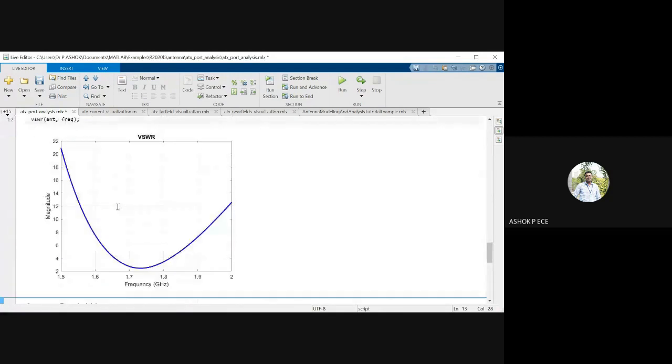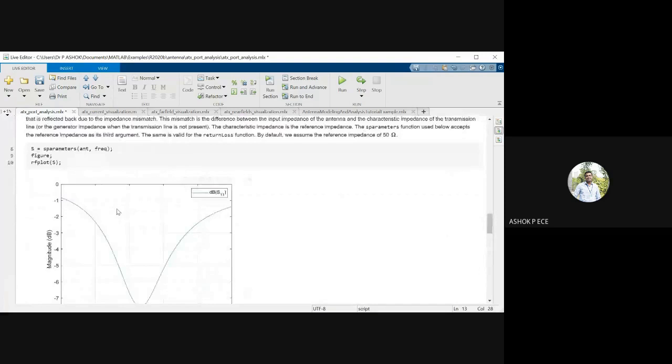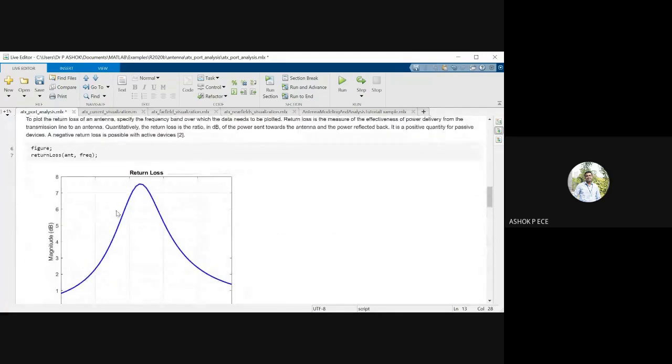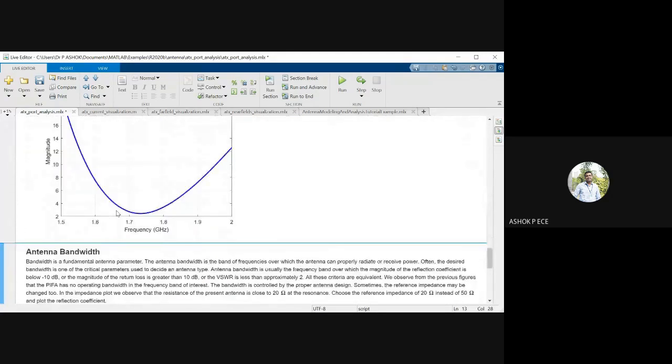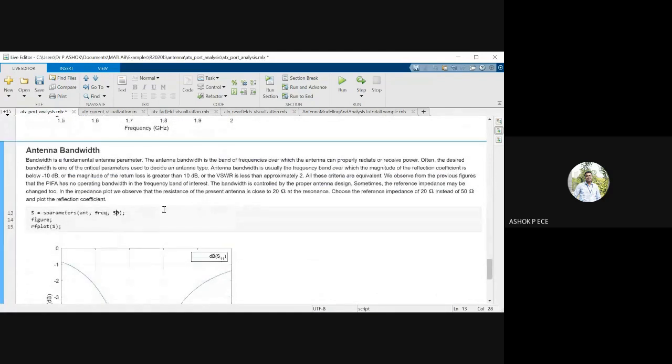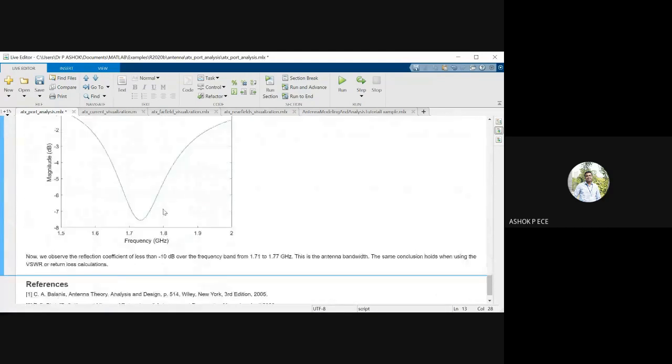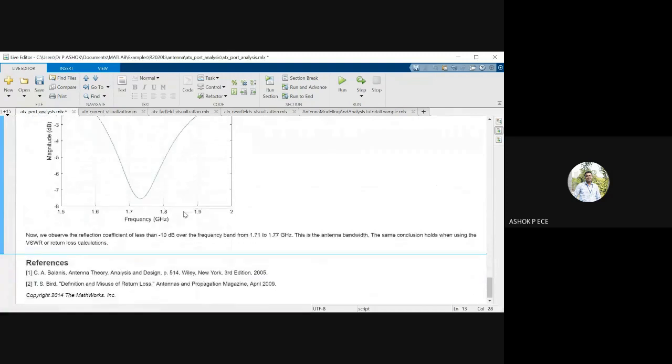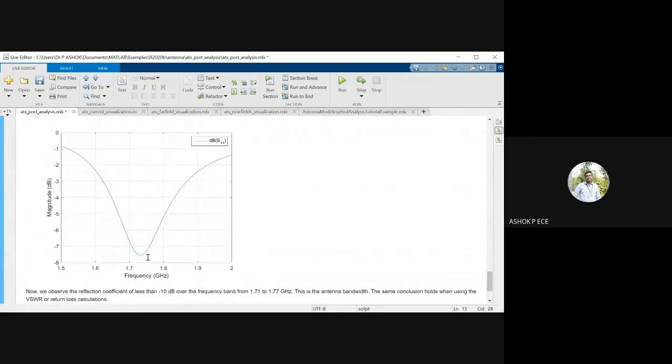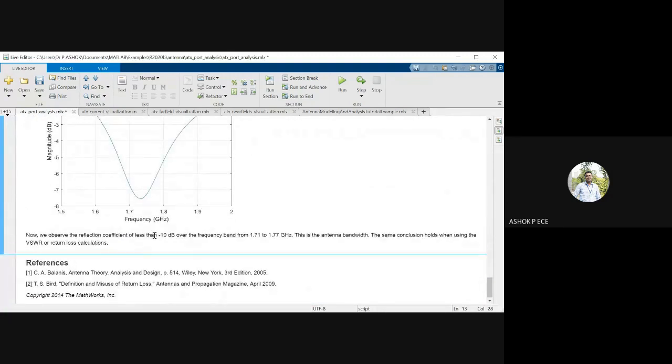So since we are giving 20, it was taking as 20 everywhere. We are getting a very narrow response. Now in this bandwidth, I have changed the impedance from 20 to 50, and you can see how the bandwidth response is changing instantly. So the antenna is having a reflection coefficient of -10 dB.